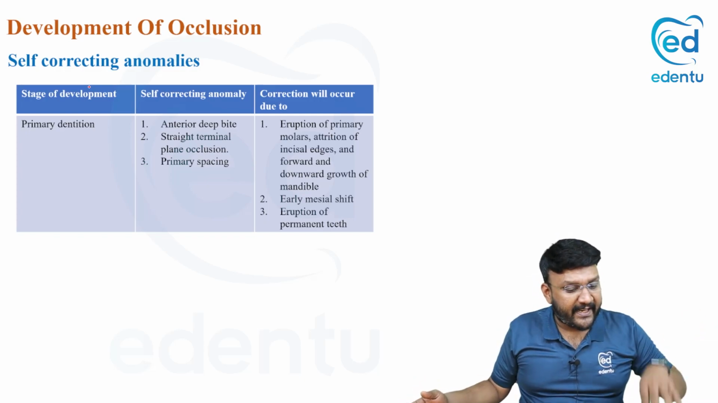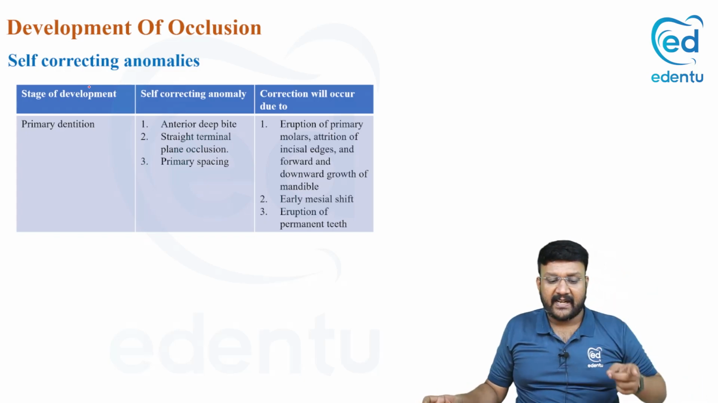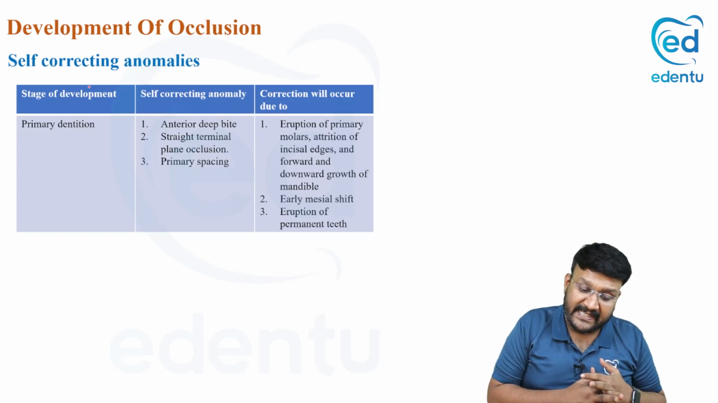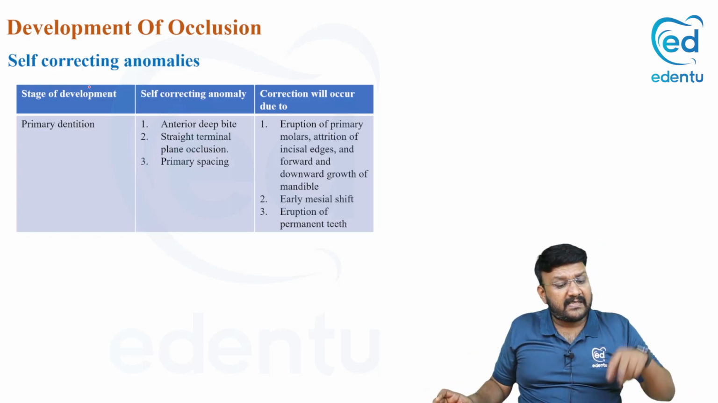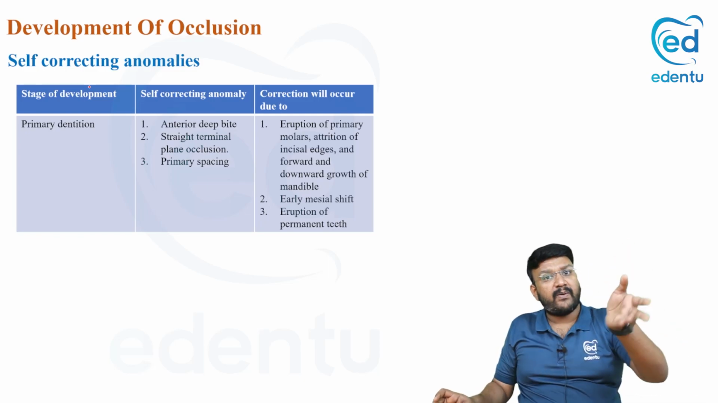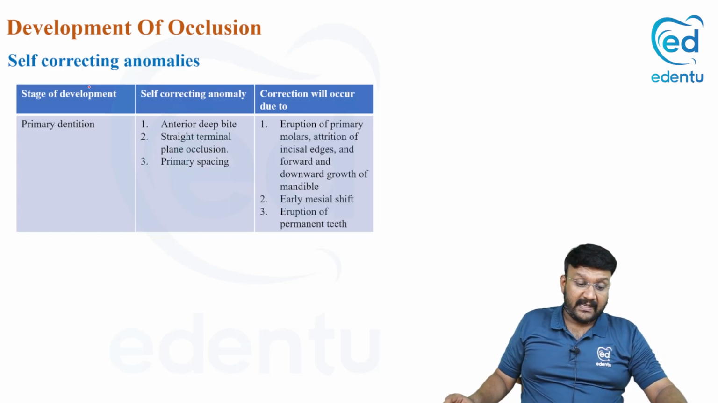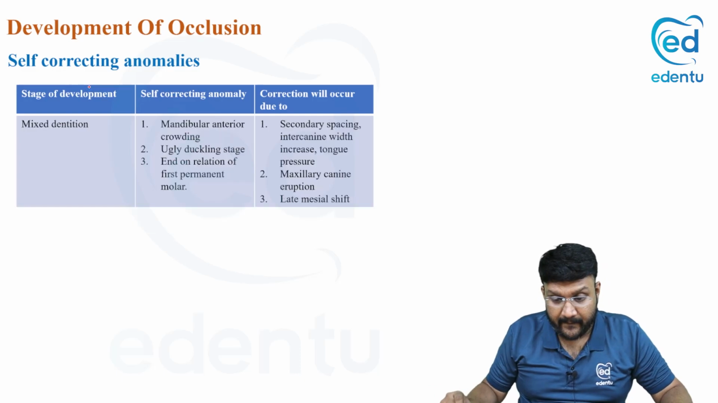So in primary dentition, again there are 3 self-correcting anomalies. One is anterior deep bite, which is corrected by eruption of the primary molars, attrition of the incisal edges, and forward and downward growth of the mandible. Second one is the straight flush terminal plane relationship, which will be corrected by early mesial shift, and the third one is the primary spacing, that will be corrected when the permanent teeth erupt.